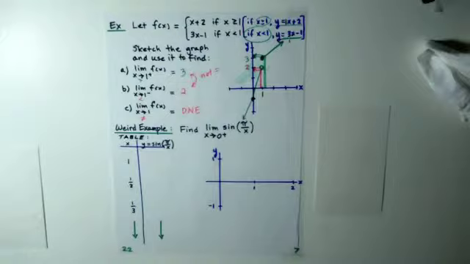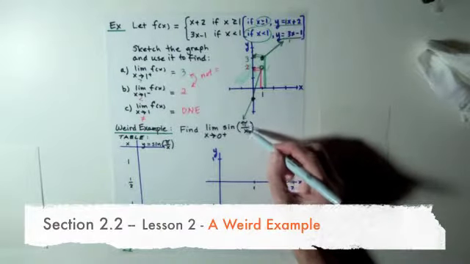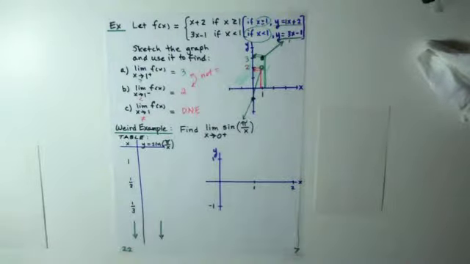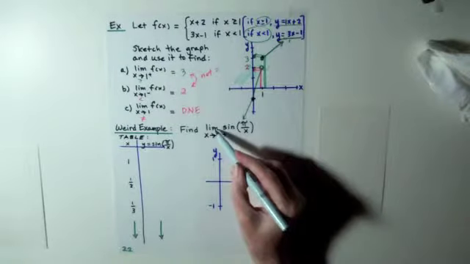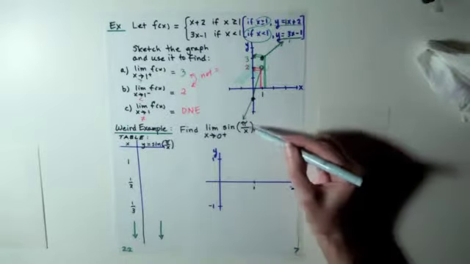All right, I want us to do one last example together. This is kind of a weird function. This is the function sine of pi over x, and it's a very strange function to actually graph. We are going to try to find the limit as x approaches 0 from the right of this function, sine of pi over x.